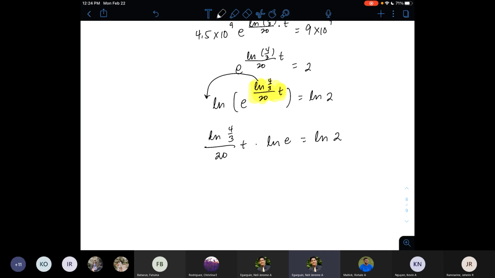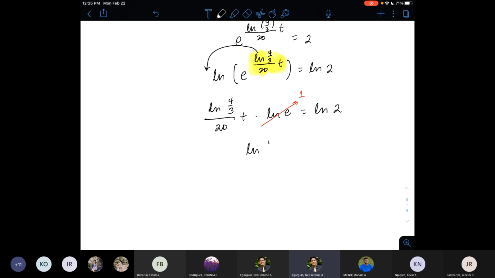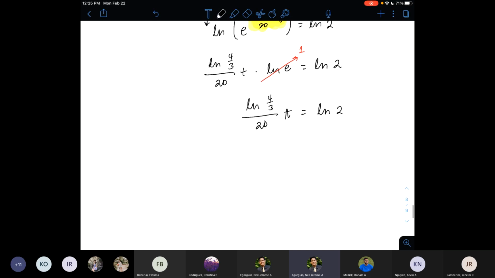In theory, you could have taken the logarithm to any base of both sides. But it's more convenient to use ln because you'll be left with an ln of e, and ln of e is just equal to 1. So here we'll have ln of 4/3 over 20 times t equals ln 2. Then remember, we're solving for t. So basically here we'll have 20 ln 2 all over ln of 4/3. Okay.